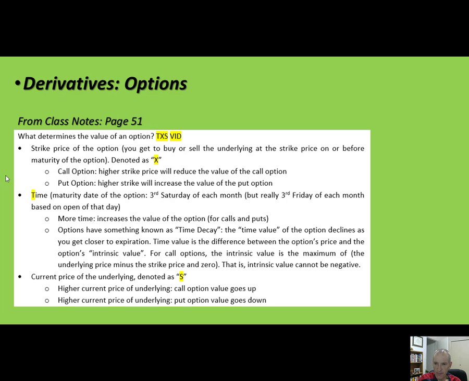So let's start. Now the X might be a little confusing. Some of y'all might think it should be a K instead of an X. But the X is the strike price.